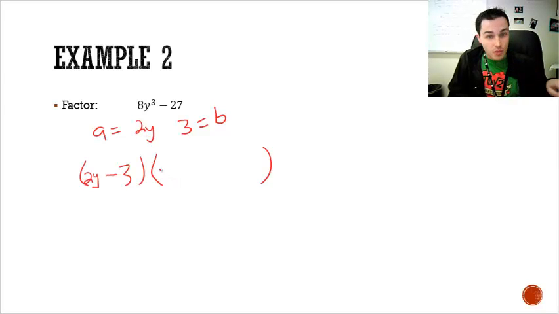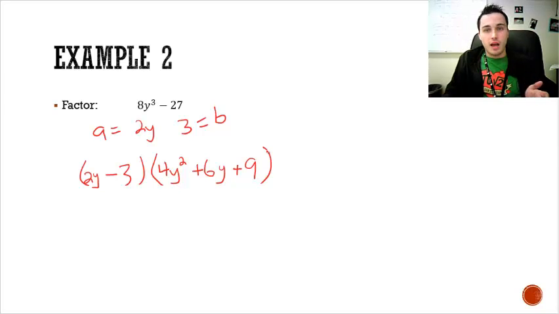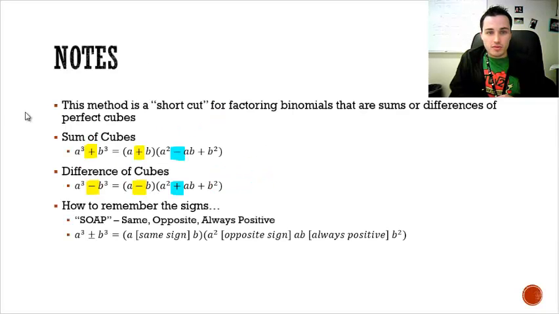It's not just 2y squared, it's 4y squared, because you have to square the whole thing. So be careful about stuff like that. Now it's going to be the opposite sign, so that's a plus. Then multiply these two things together: 2y times 3 is 6y. Then always positive, and square the last thing, which is 9. Done. Again, this is just a template. Once I know what a and b are, I fill them in, multiply things out, and simplify. I just have to make sure my signs match up correctly.